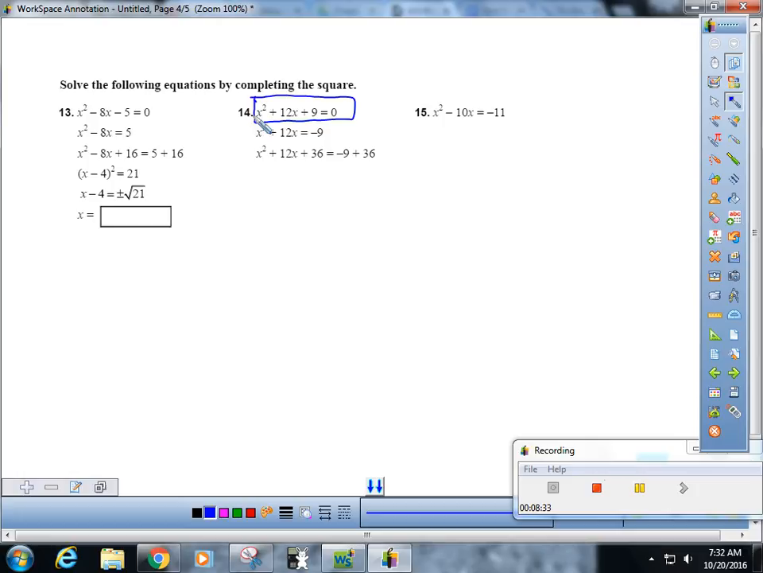Okay? All right. So look, here's the strategy here. They're kind of showing you how to do it. So the first thing you do is you get the letters on one side, and then you get the number on the other, okay? Then you do what we just did. What's half of 12? And what's 6 squared? But now we've got an equal sign here. So I can't just add a 36 to this side. I also have to add a 36 to this side.